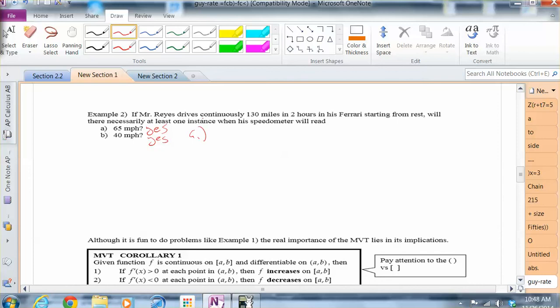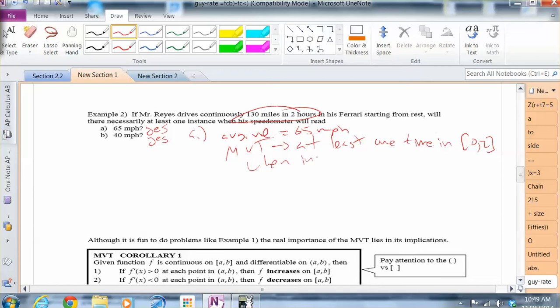For part A, remember his average velocity was 65 miles per hour, right? 130 miles, 2 hours, divide by 2, that's your average velocity. Well, according to MVT, there's at least one time in our interval from 0 to 2 hours when the instantaneous rate of change, which is the derivative, equals the average rate of change. Or graphically, the slope of the tangent line equals the slope of the secant line. So MVT says that. We would think that this would be a continuous function, differentiable at every point within our interval. So that's the deal there.